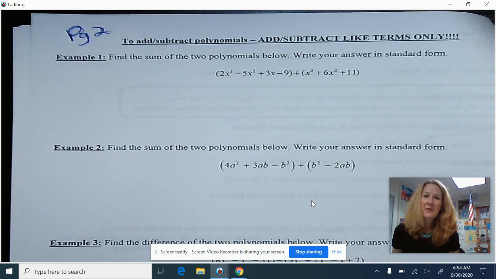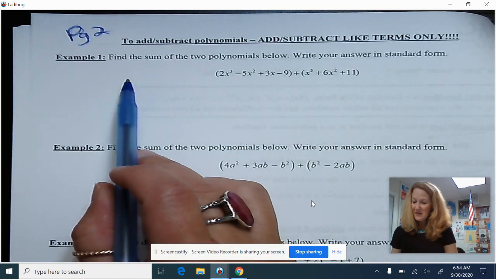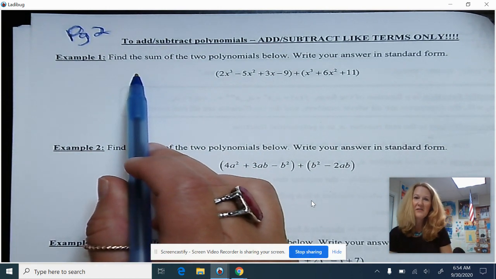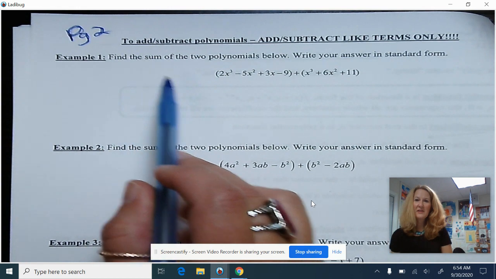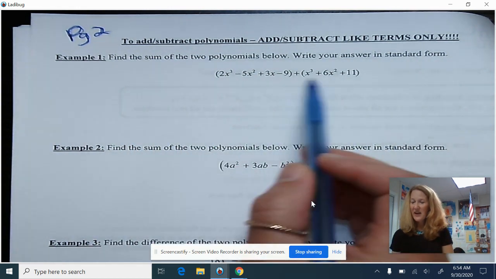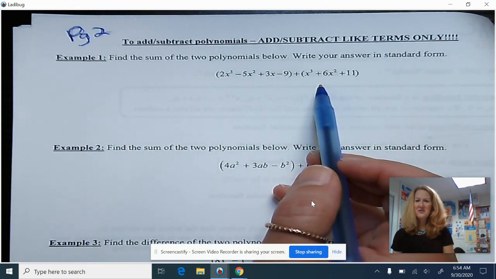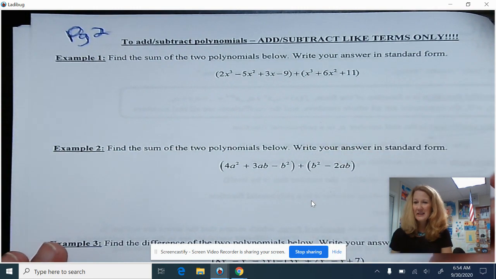In this video, I'm going to show you how to add and subtract polynomials. I'm going to review how to multiply polynomials and then show you one with variables. So the first example says to find the sum of the two polynomials below and write your answer in standard form. Since you're adding, you would only be distributing a positive one, so it's really not even necessary.